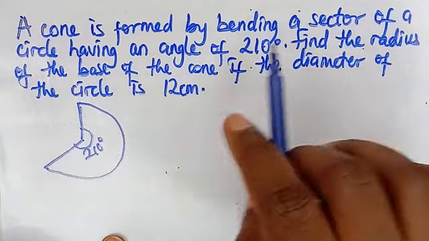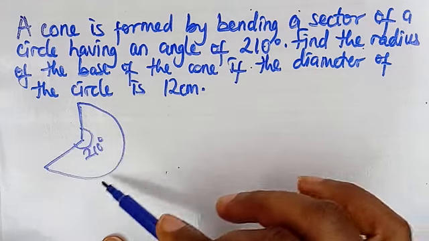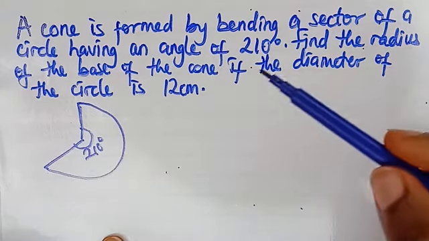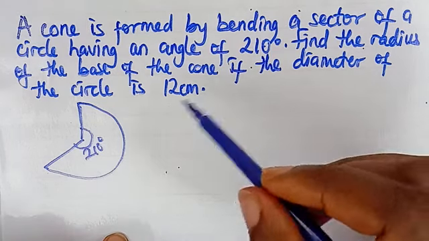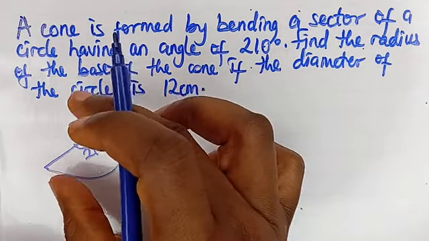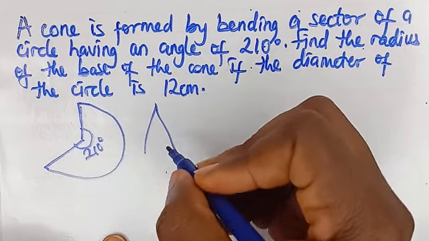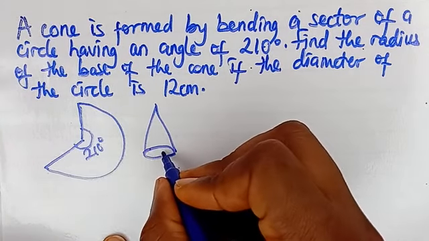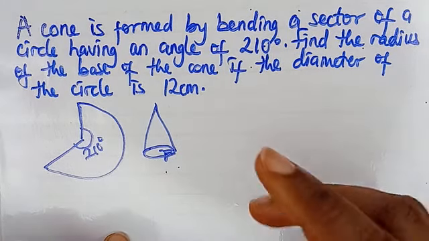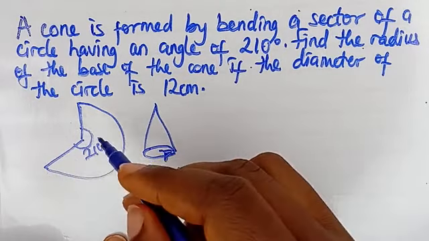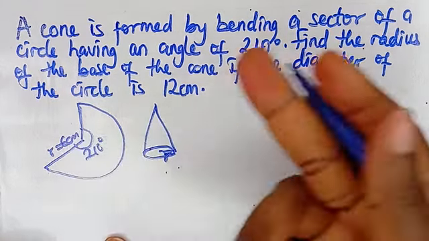A cone is formed by the sector of a circle having an angle of 210 degrees. So this is a major sector of that circle. Find the radius of the base of the cone if the diameter of the circle is 12 cm. So when we fold this, when we wrap it up together this way, we form a cone. And then what we are now looking for is the base radius of this cone formed by it. And the diameter of this circle is 12 cm. Therefore, R is equal to 6 cm. That is half of the diameter, right?